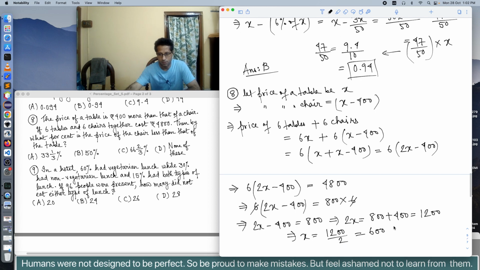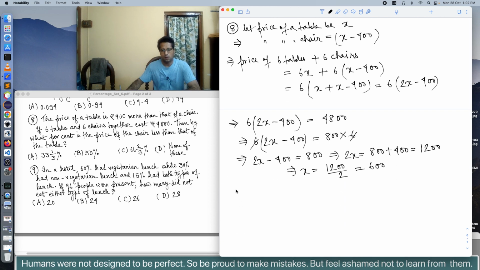So the price of a table is equal to rupees 600. Now we know that the price of a chair is rupees 400 less than the table. Now it is asking by what percent is the price of the chair less than that of the table.